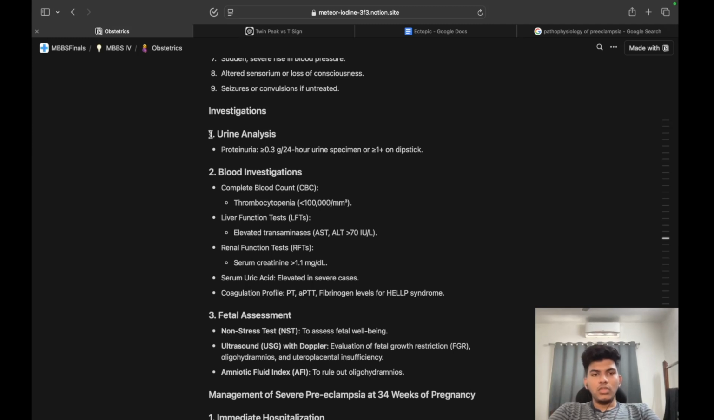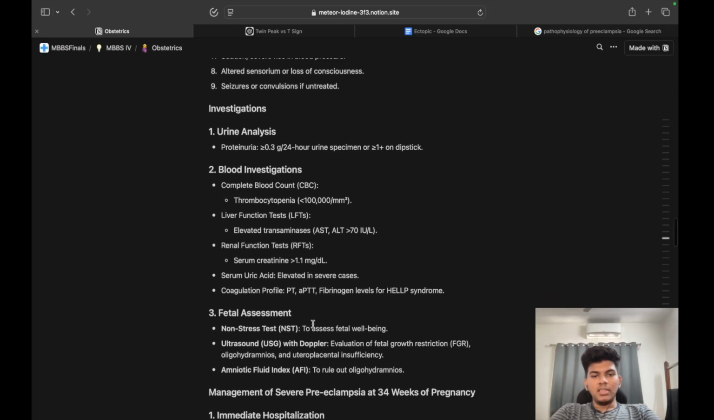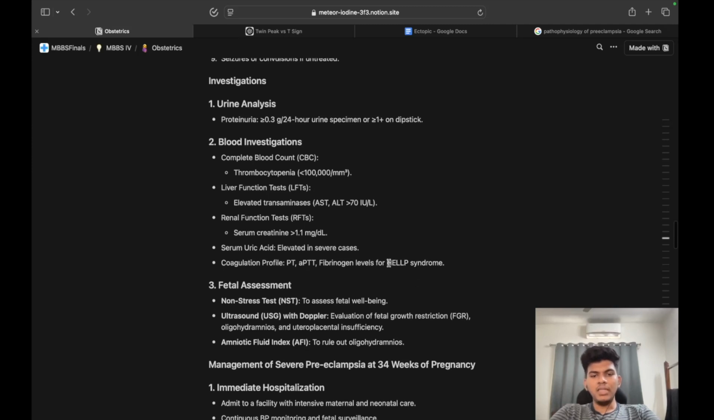Coming to investigations, urine analysis is number one, then blood investigations, then fetal assessment. Urine analysis: proteinuria of greater than 0.3 grams every 24 hours, or dipstick greater than or equal to 1 plus. Blood investigations: CBC, thrombocytopenia, which was one of the criteria. Elevated liver enzymes, AST and ALT greater than 70. RFT: increase in creatinine greater than 1.1 milligram per dL. Serum uric acid is elevated in severe cases. Coagulation profile: PT, aPTT, fibrinogen levels for HELLP syndrome. HELLP meaning hemolysis, elevated liver enzymes and low platelets.